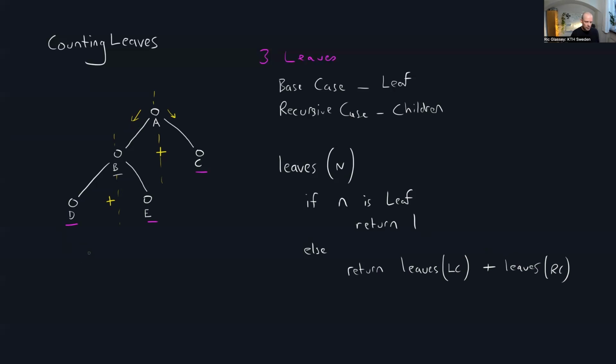And again, if you draw out the methods, if you call leaves on A, well, what that will do is it's not a leaf itself, so then it will have to recurse. It will call leaves on B plus leaves on C. Okay, this is not a leaf node, so this then has to call leaves on D plus leaves on E.